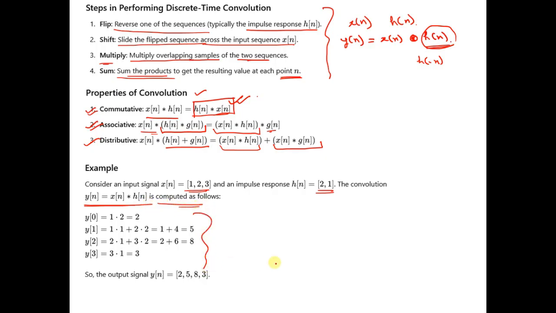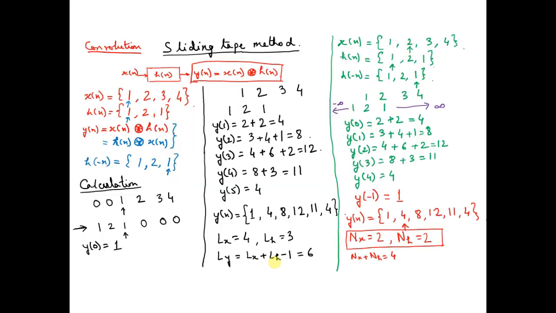So I am sure most of you will not be able to understand. Okay. Now let's go to the next slide where I have created an example to help you understand what we are doing in convolution. Okay. So we are given x[n], and we are given h[n].